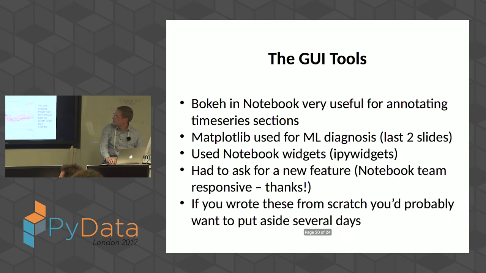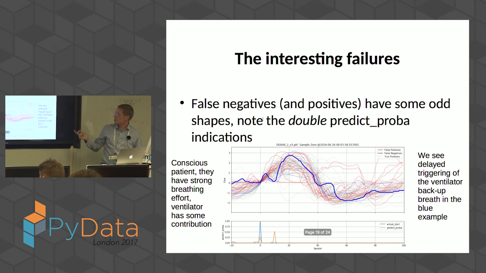So the GUI tools, the two main ones: the annotation tool was written with Bokeh and IPy widgets, and for the diagnosis tool we used Matplotlib, again with IPy widgets, in order to select the particular breath that we wanted to highlight. And that's been very valuable to understand conditions where the classifier is not classifying a difficult breath correctly. There are lots of different ways in which the classification can fail. But actually, on this data set, we're still seeing an F1 score of 0.9 on our training data and 0.88 on our test data. So the results aren't bad, but we'd like to improve them.